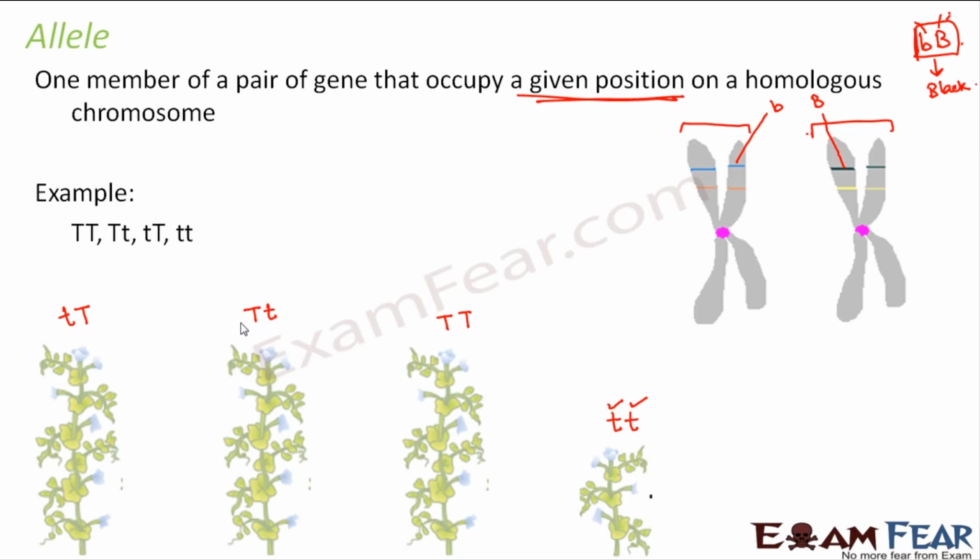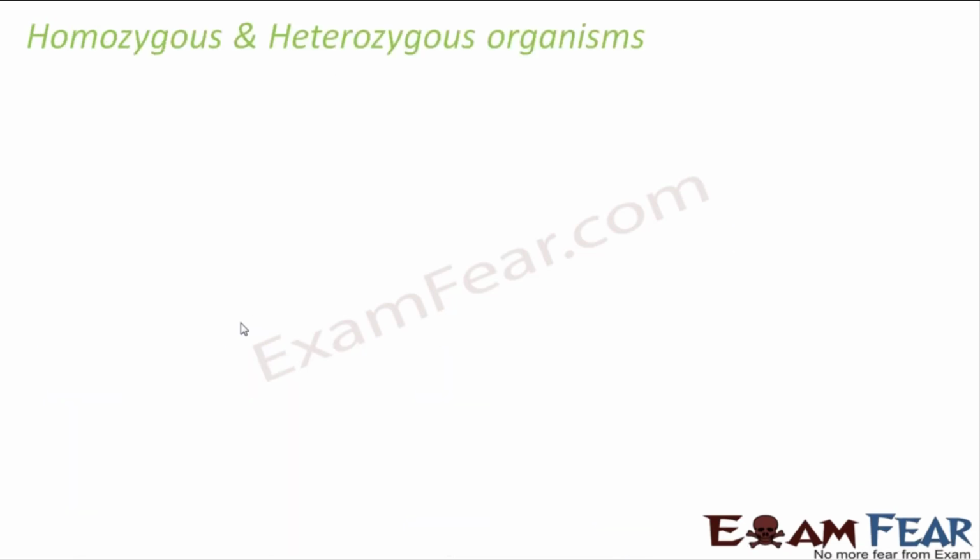So let us look at these examples. These are the examples of alleles. Let us now talk about homozygous and heterozygous organisms. Now that we have spoken about alleles, we also saw that there are many ways by which we can express the alleles or the traits of organisms.